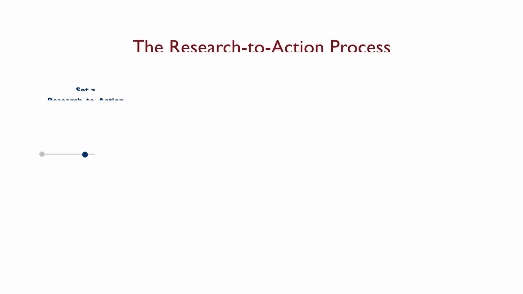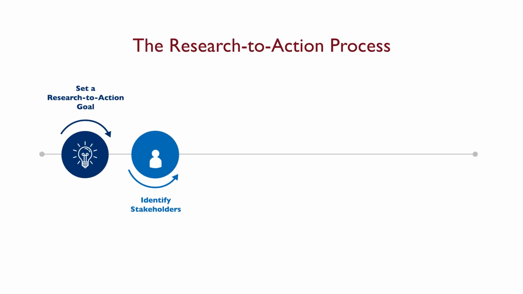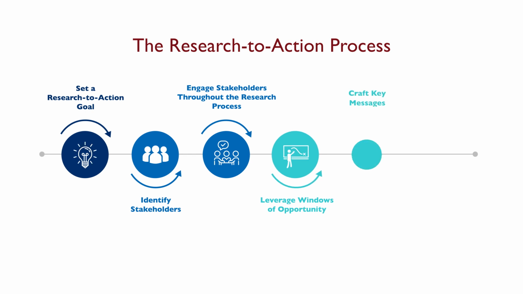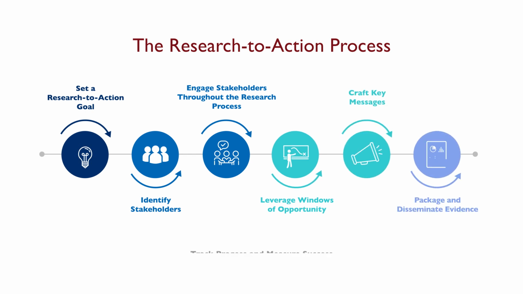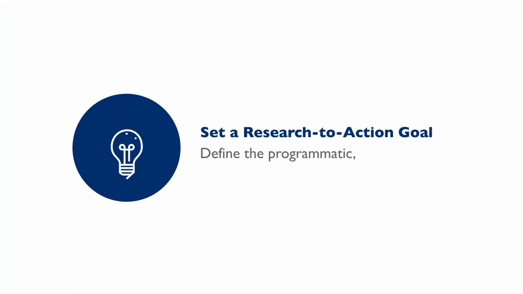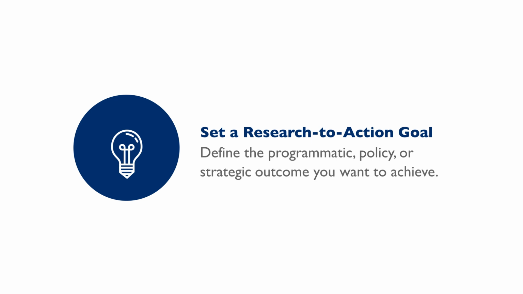USAID's recommended approach to research utilization involves a step-by-step research to action, or R2A, plan. The first step in developing an R2A plan must be setting R2A goals. The R2A goals define the programmatic, policy, or strategic outcome you want to achieve using your research findings. They differ from your research goals, which are focused on what questions you would like your research to answer.